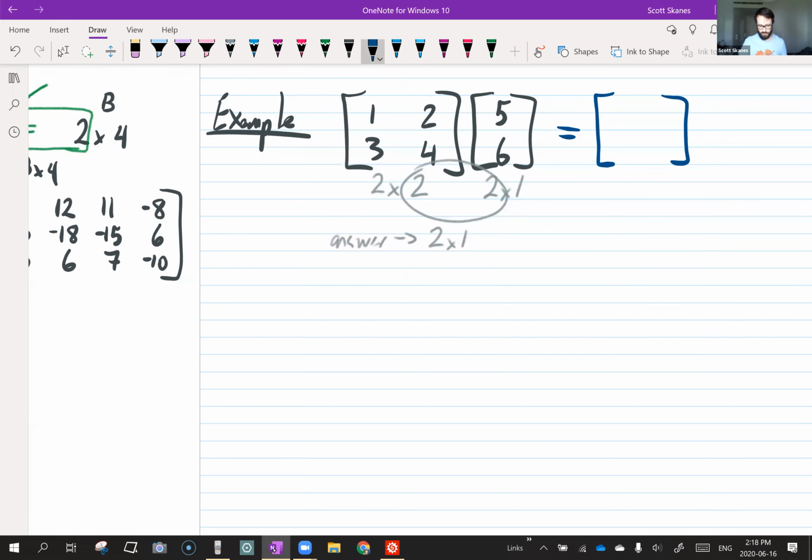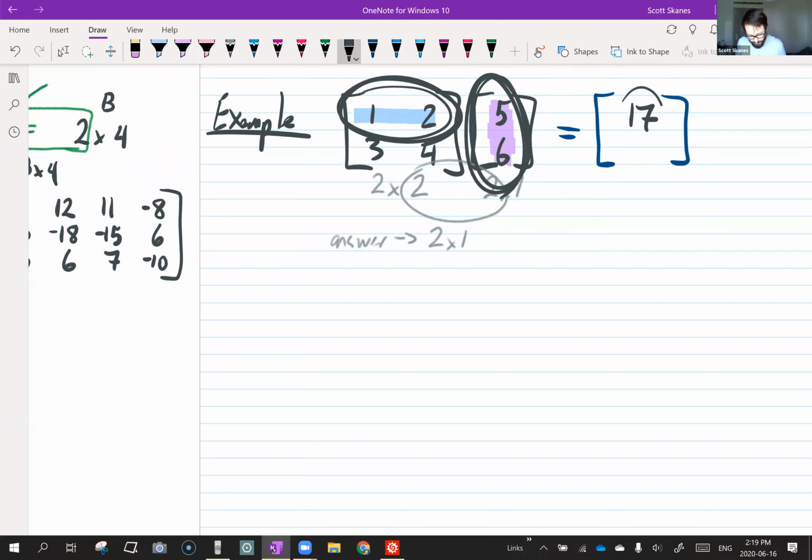So I can already make this space. How am I going to do it? Sorry, not 1 times 2. It'll be 1 times 5 plus 2 times 6. So 1 times 5 plus 2 times 6 on my calculator is 17. That is my first row, first column. Notice first row, first column gives me first row, first column in my answer.